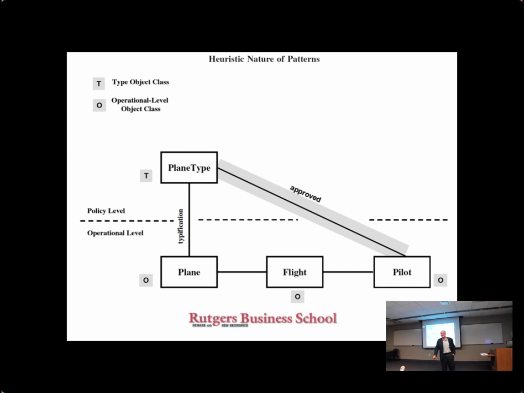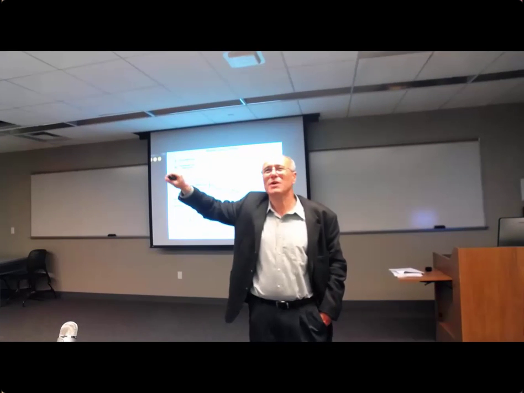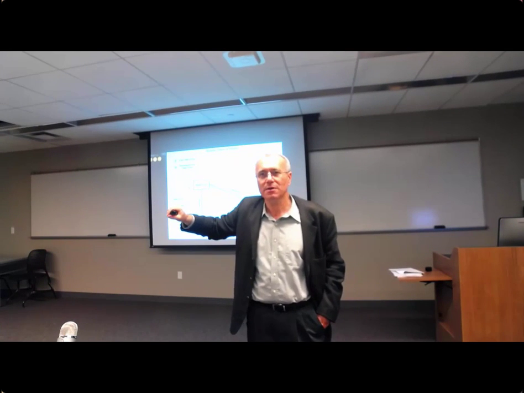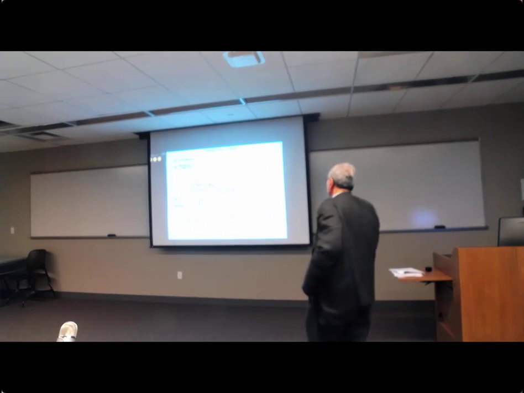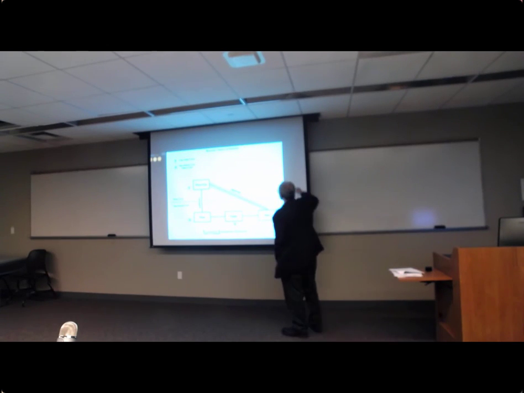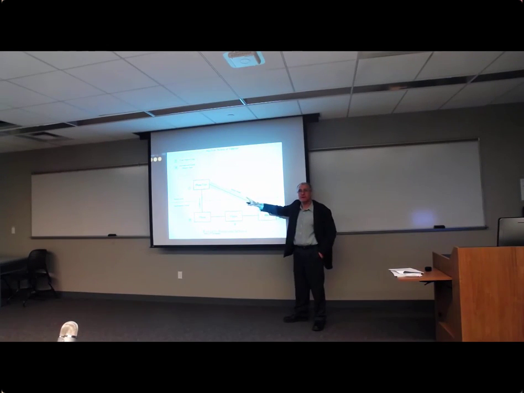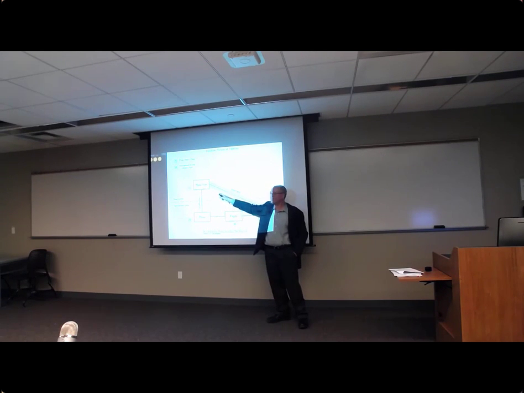We could have assigned pilot categories and then checked that the relationship would be between plane types and those qualification categories of pilots. But we don't do that. We don't create that object class at the policy level. So we directly record policies as a relationship between plane type and pilot, right?